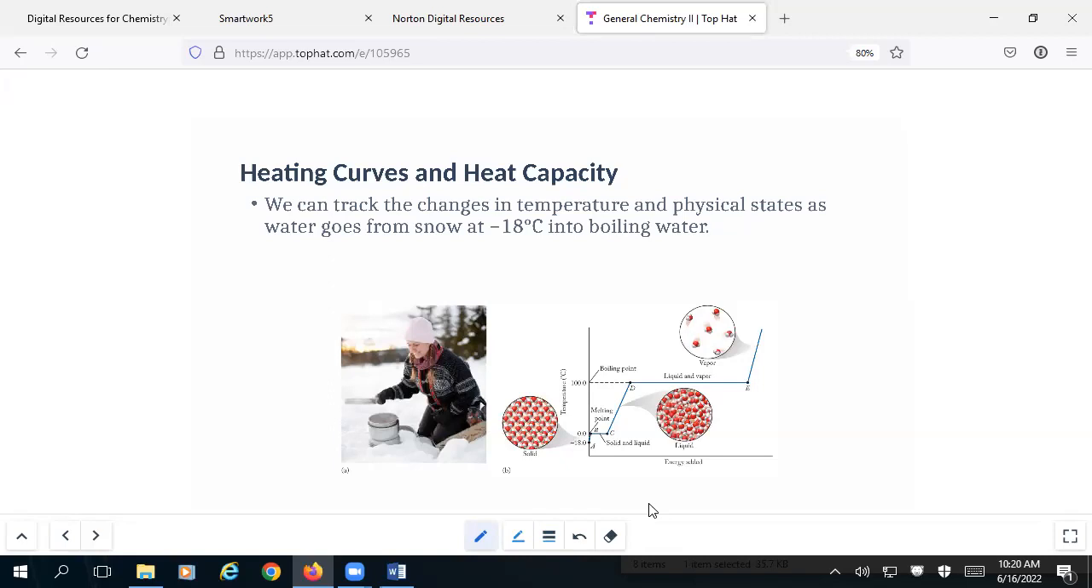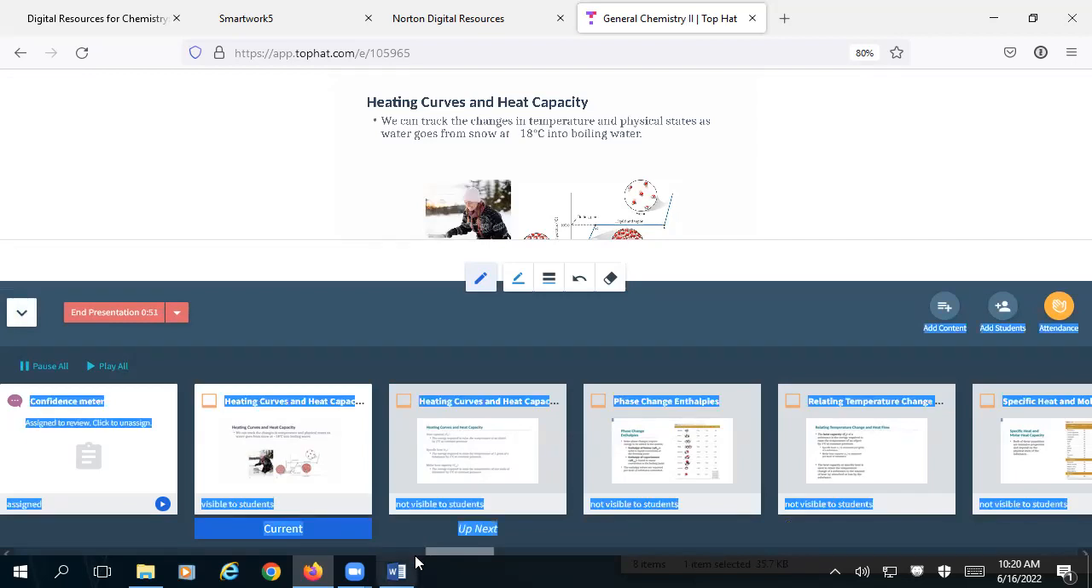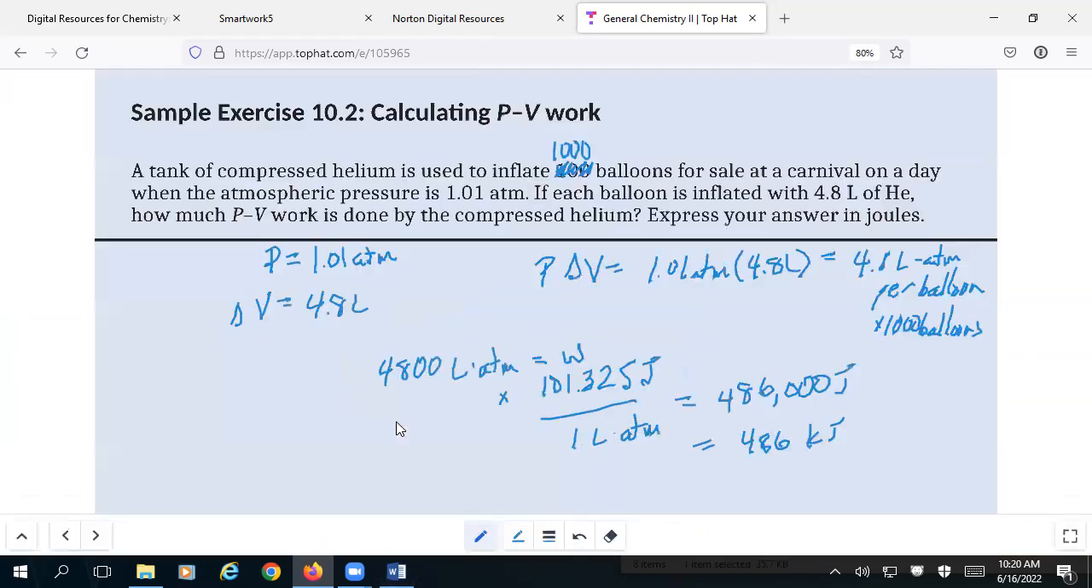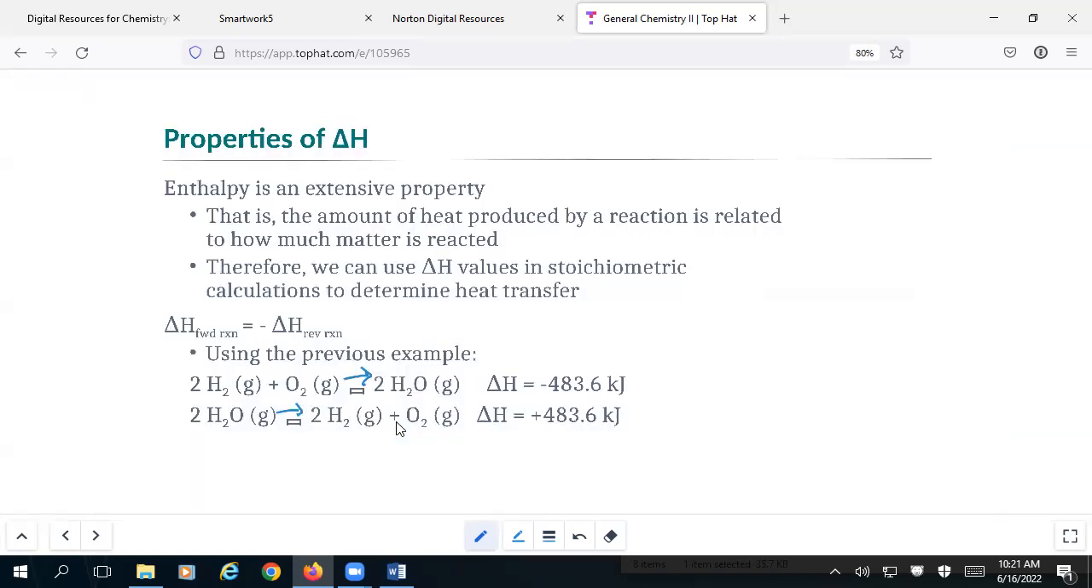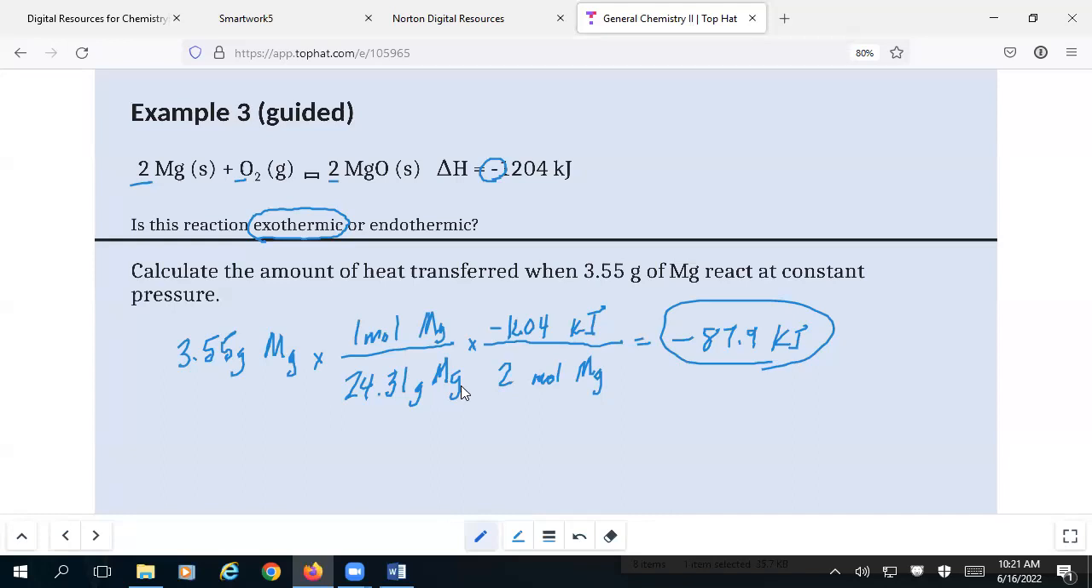So if you recall, the primary focus yesterday was all about the concepts of internal energy, heat, and work. And then at the very end, we got into some properties, talking more about enthalpy itself, the heat of reaction, and looking at that heat of reaction as an extensive property, one that changes with the amount of stuff that we have.